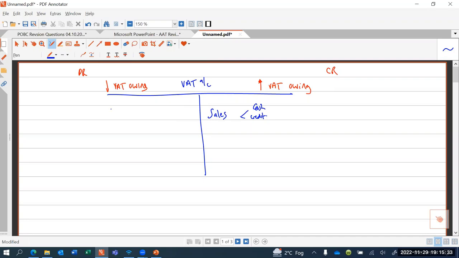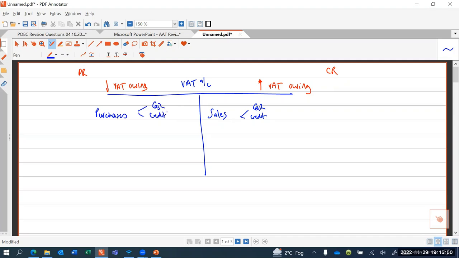So the sort of thing I might see over here, I would suggest you might start with the opposite of sales, which you could say then is purchases. So again, you make purchases for cash, you make purchases on credit. Both of those will reduce the amount of VAT that you owe.